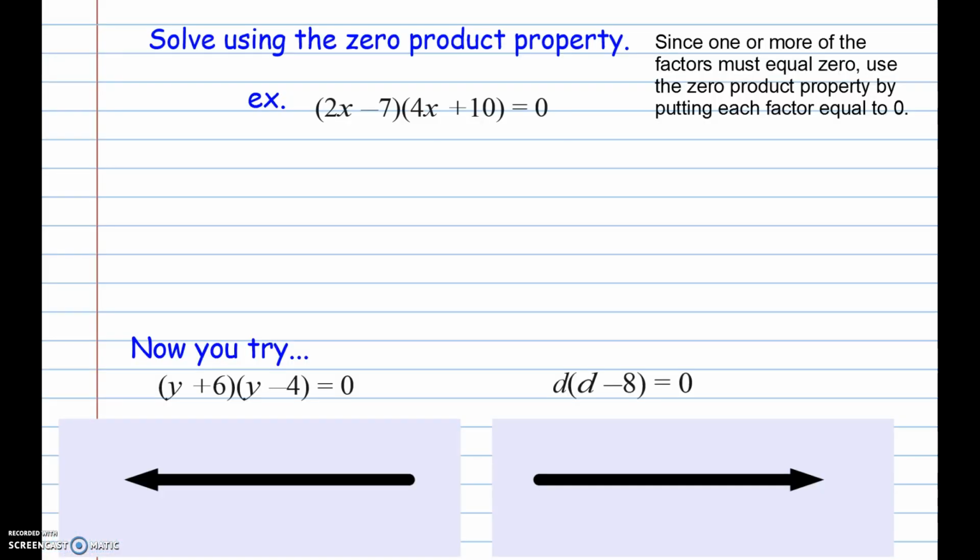So let's do one more example of that. These two are already factored into my two parentheses. I'm going to take each one and put it equal to 0. And then I'm going to solve it.